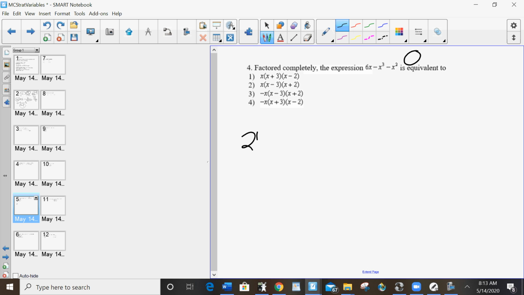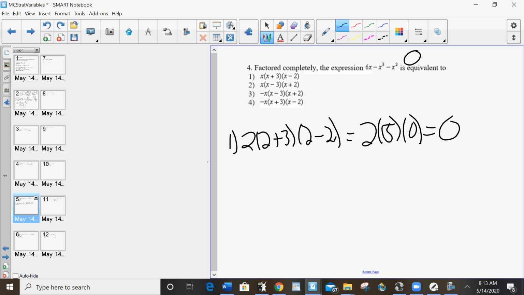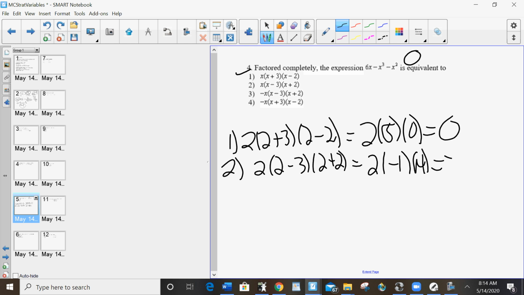So I'm doing 2 plus 3, 2 minus 2. This is choice 1. That's 2 times 5 times 0, which is 0. So choice 1 looks good. Choice 2, 2 times 2 minus 3. And listen, a lot of you will be able to do this mentally. You can just look at it and sub in your head and quickly do it mentally. And again, time is a factor, so I would suggest doing that if you can handle that. I get negative 8. That one's bad.